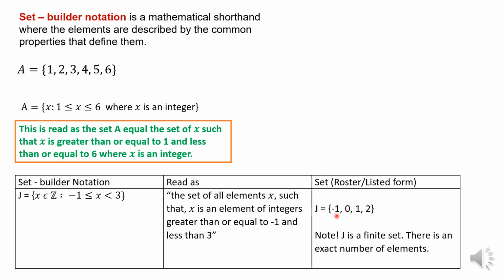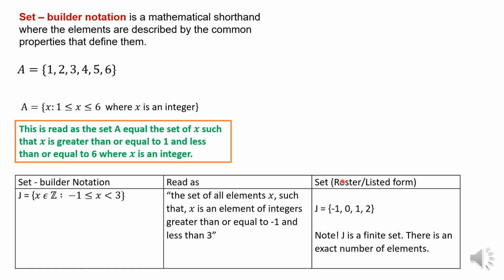So therefore, this particular set will only have -1, 0, 1, 2, as you can see the elements that are there, the number of elements there. So you can read this as the set of all elements X, such that X is an element of integers greater than or equal to -1 and less than 3.